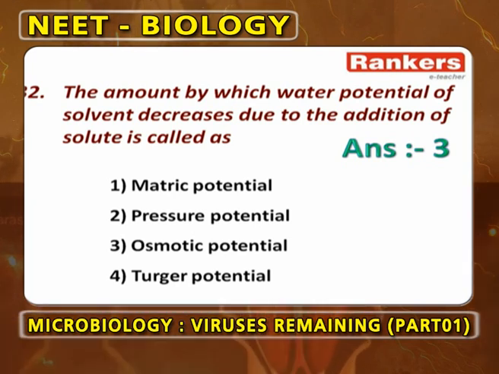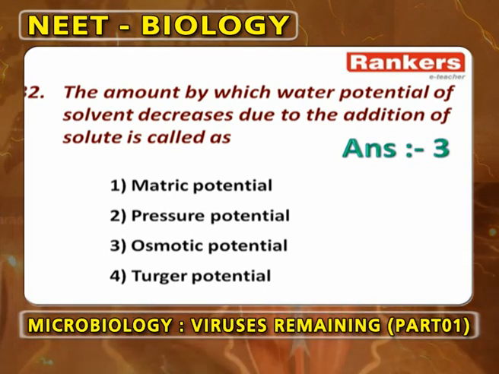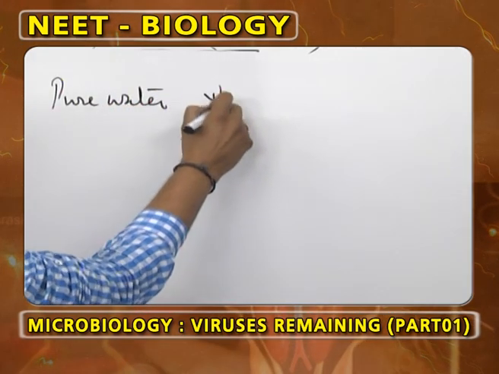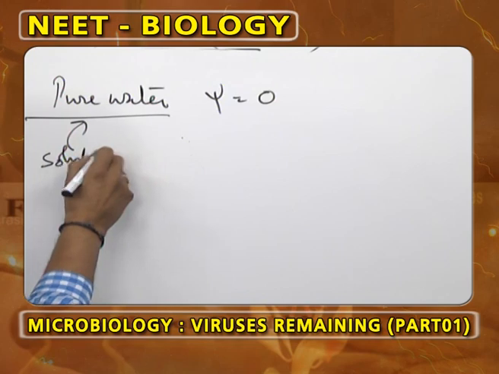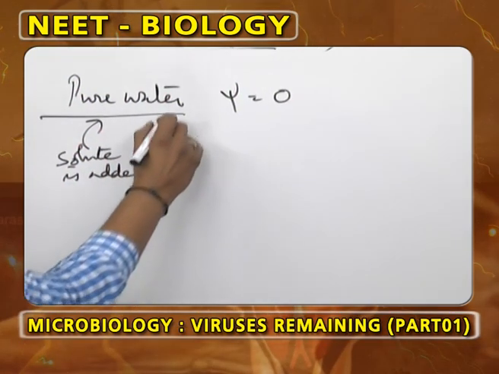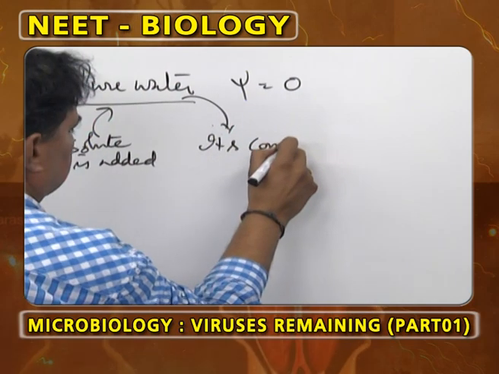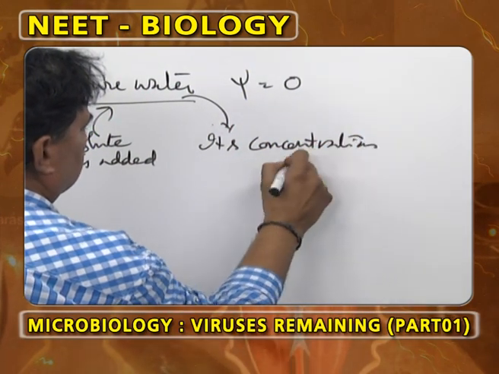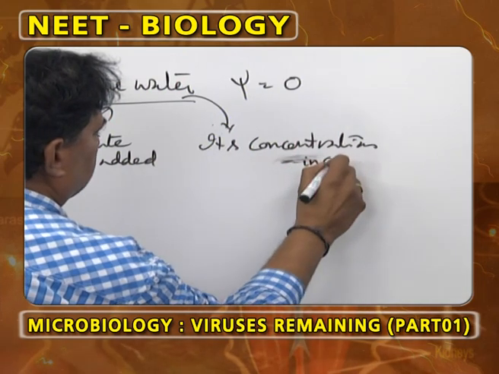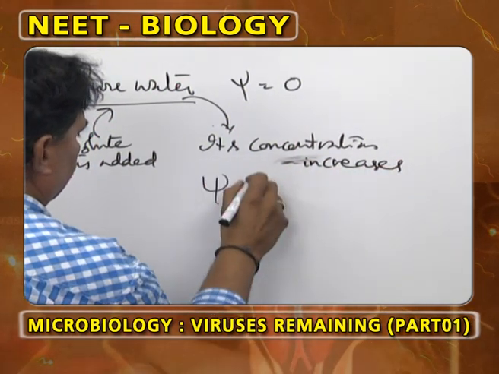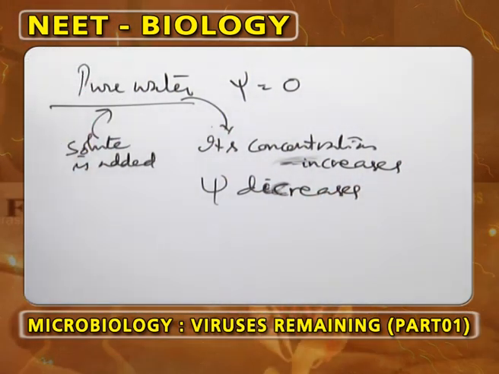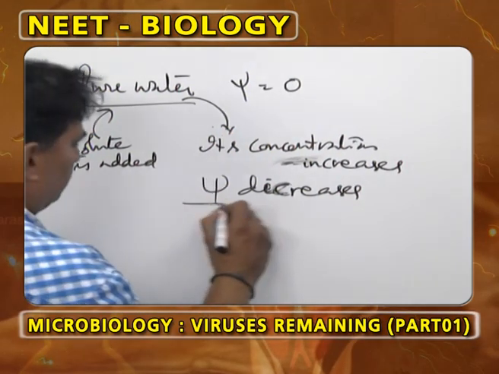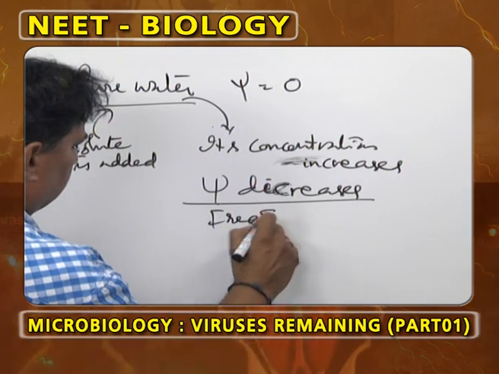The amount by which water potential of a solvent decreases due to the addition of a solute is called. When pure water is taken, pure water's water potential is always 0. When something is added to pure water, that is, solute is added to pure water, its concentration increases. Whenever concentration increases, water potential decreases. So, water potential and concentration are inversely proportional. Water potential decreases, that means free energy decreases.